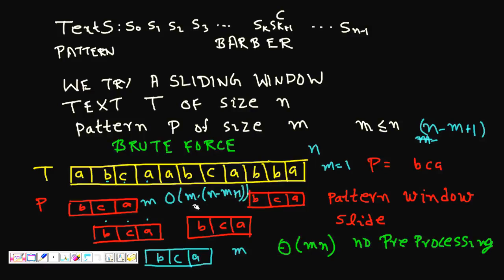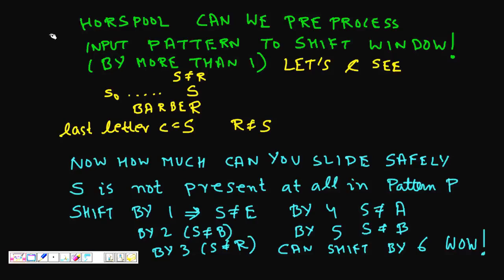So mostly it will be O of M into N. This will be the time complexity if we use the brute force method. If N is very large and M is large, this will be a complicated algorithm. Basically you have to try out a lot of shifts. But what is done now in Horspool's algorithm?